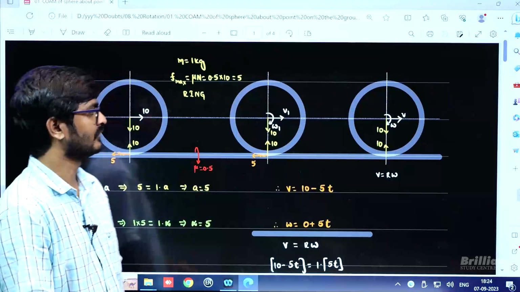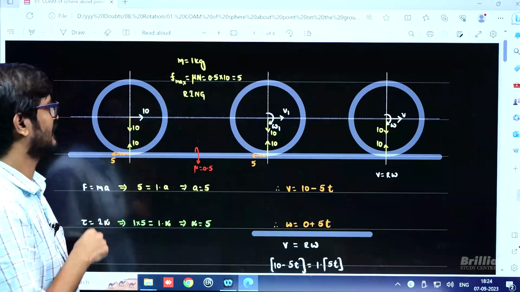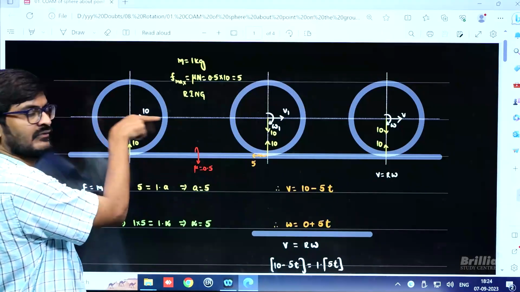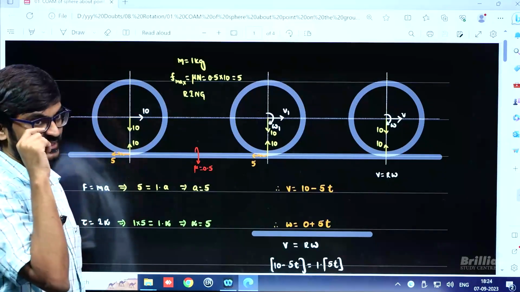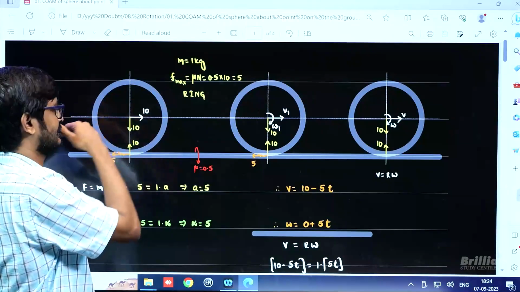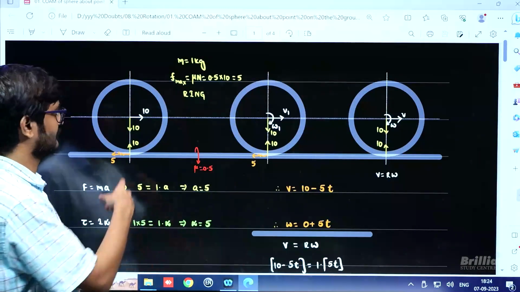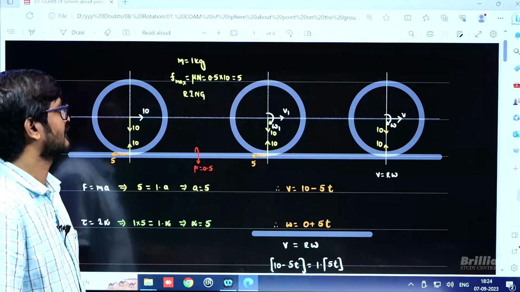Hi kids, we'll be going with this small question, small values. There is a ring which has been given a horizontal velocity of 10 meters per second. The mass of the ring is 1 kg and the radius of the ring is 1 meter, which I didn't mention here, but take it as 1 meter, right?